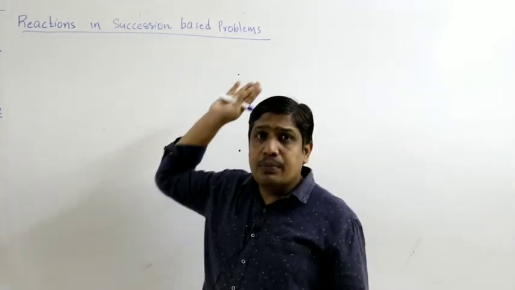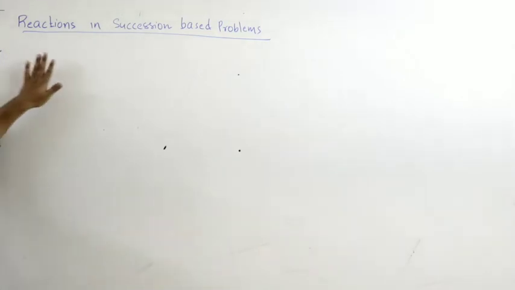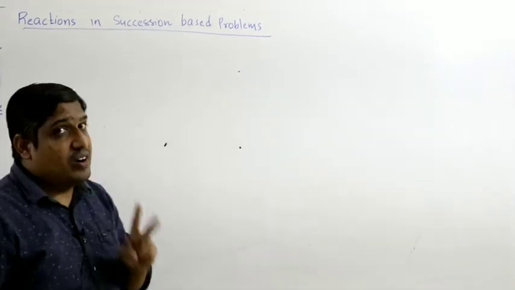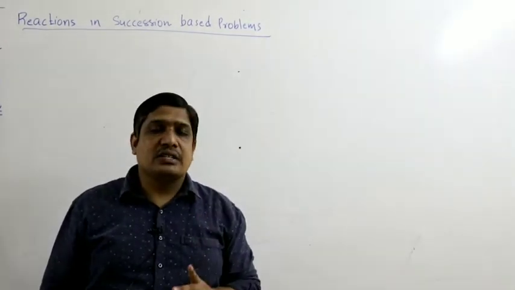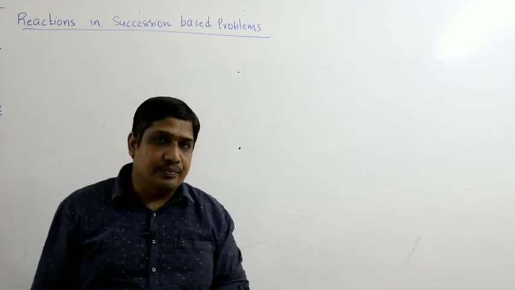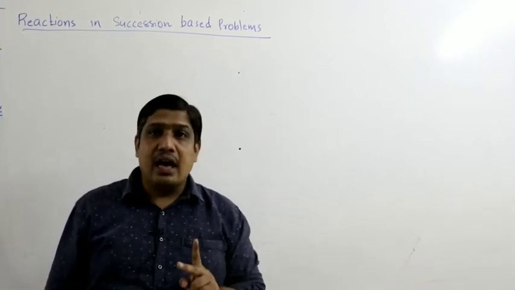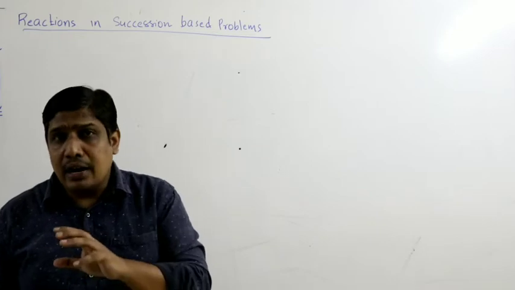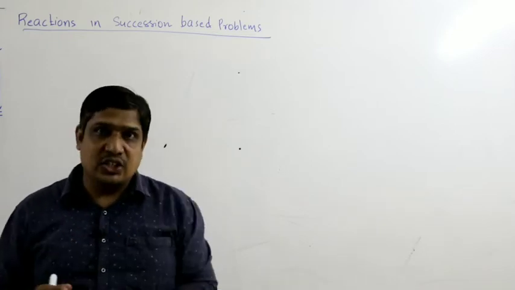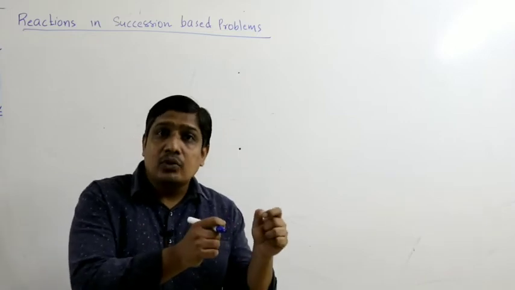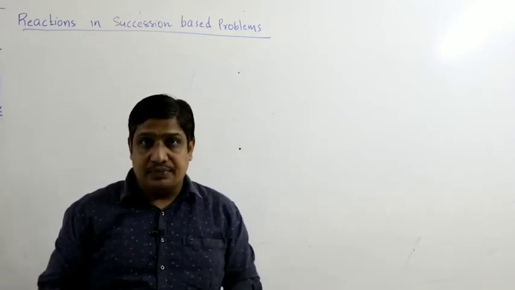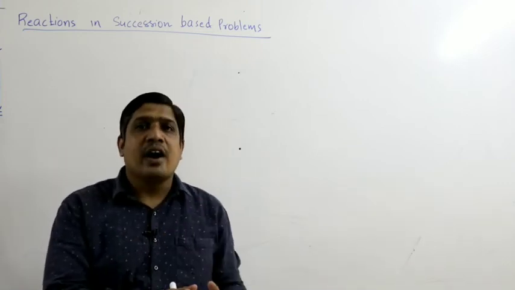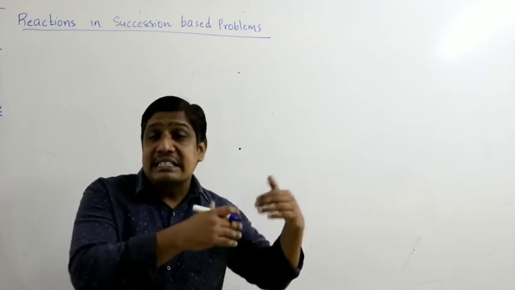Reactions in succession based problems. So what happens? In this type of problems, two different reactions will be given, but these two reactions have a common component in them. Next, they will provide the amount of one of the reactants, say in the first reaction. They will ask you to find the amount of one of the components in the second reaction.